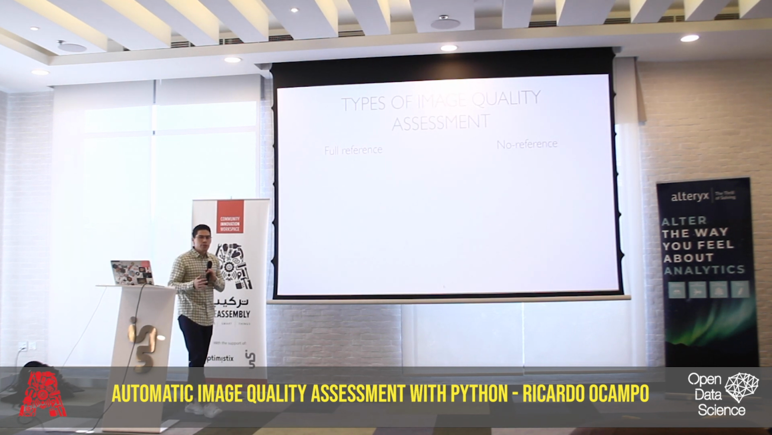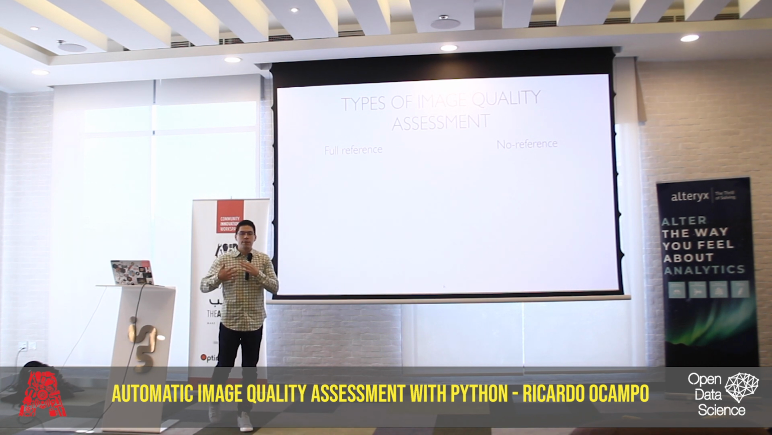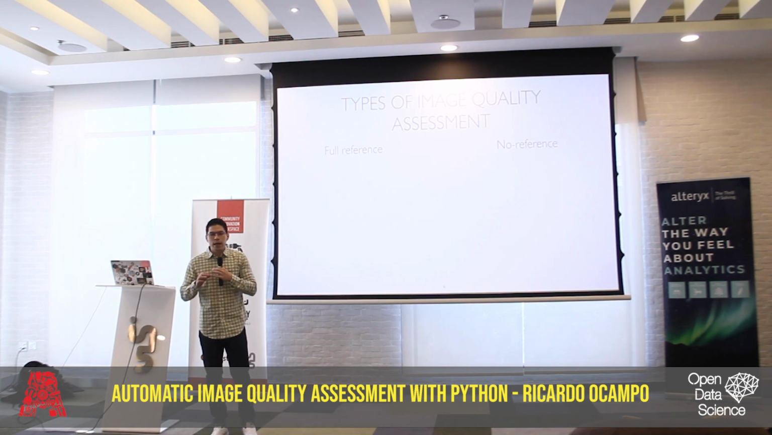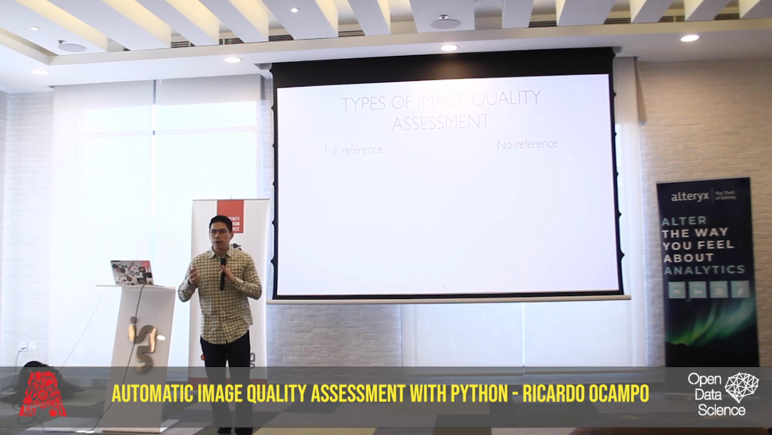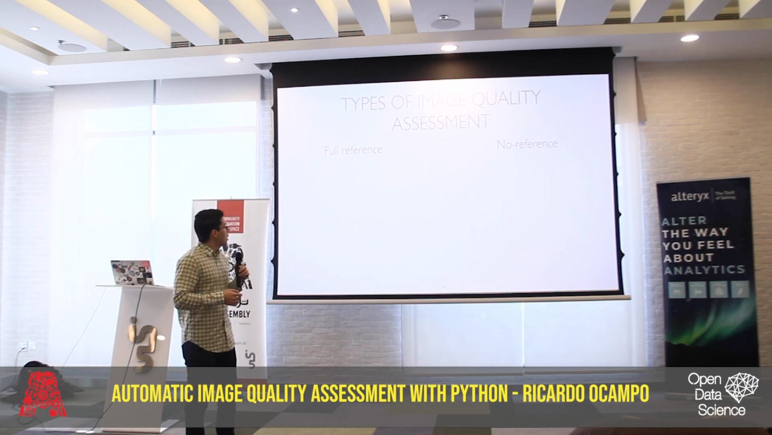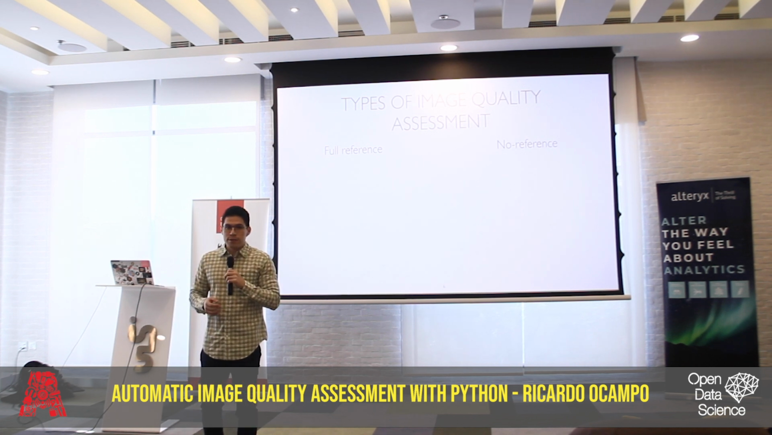So a little bit of theory behind this. There is a lot of theory behind it, but I'm going to try to simplify as much as possible. And please stop me if I'm going too deep into the technicalities. But basically, we have 2 different types of algorithms for image quality: full reference and no reference.